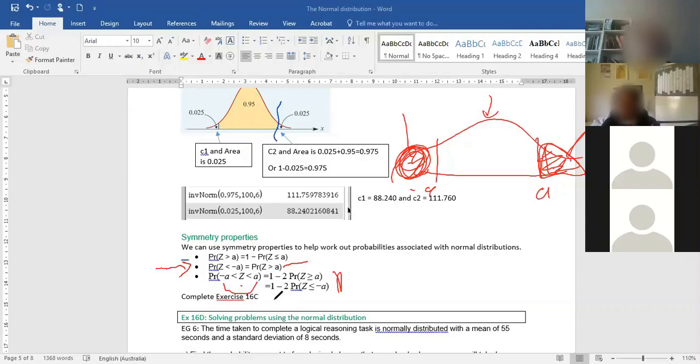And that's how we can find those. So all these symmetry rules you will need to use. The middle one is probably the most common one. If you have a negative, it's better to do this or these ones, but all of them come in very, very handy. Okay, that's 16C. Any questions?